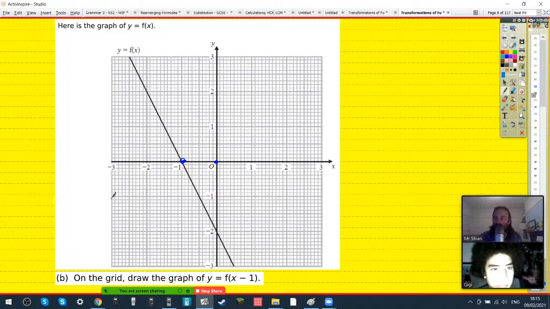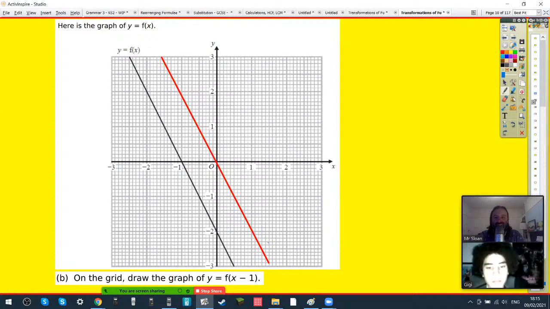There's one at -2. Yeah, that's right. So that'll move one across as well. And then do your best with your ruler. Okay, and you try to do it parallel. There we go. That's what it should look like.